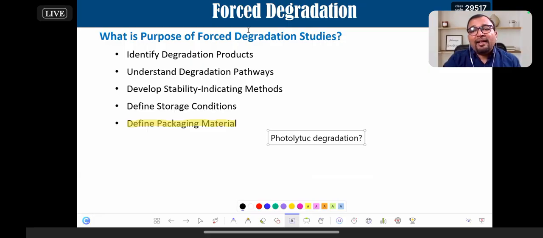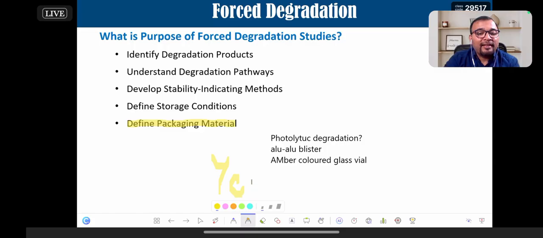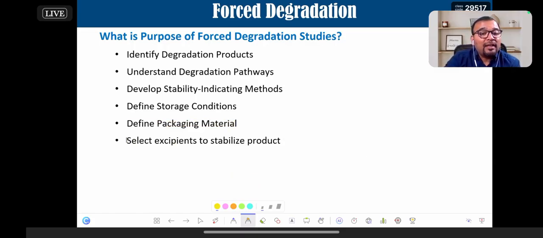Amber color glass vial, right? Amber color glass vial. Maybe glass resistance, whatever materials you have, like alu blister rather than the transparent PVC PVDC film, or maybe the amber colored glass vial. Can the packaging material be defined based on the forced degradation study? The answer is absolutely yes. You can define that.